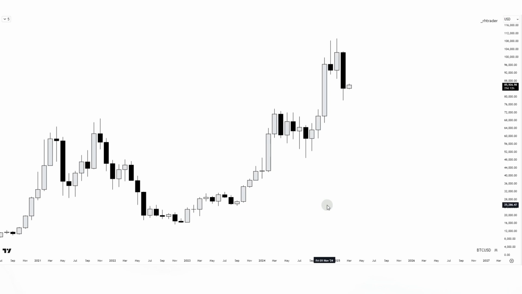So for this particular trade, I focused on the monthly, weekly, and the daily timeframes. The first thing which I noticed was this fair value gap on the monthly time frame, and I marked out the consequent encroachment or the 50% level.